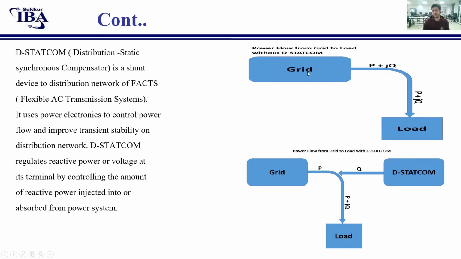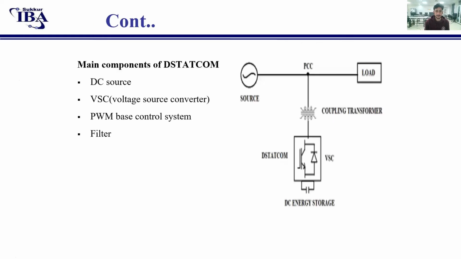For example, this is without DSTATCOM, power flow toward load from grid. As we can see, active power and reactive power both are flowing toward load. So when we connect DSTATCOM in parallel to the grid supply to our load, the reactive power is supplied by this DSTATCOM and only active power comes from the grid line. So we can see it will help minimize the losses in the grid lines.